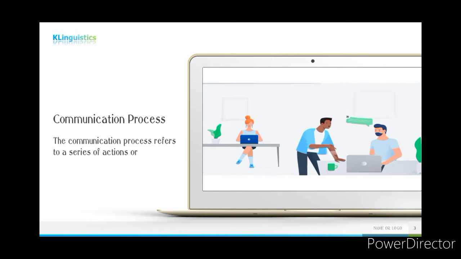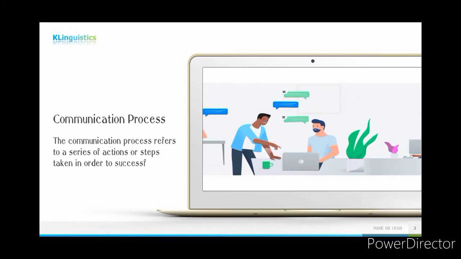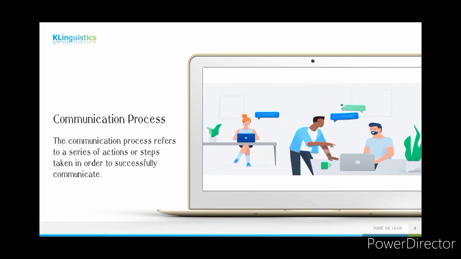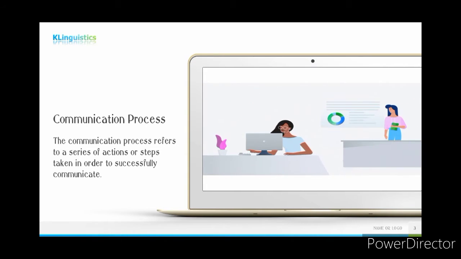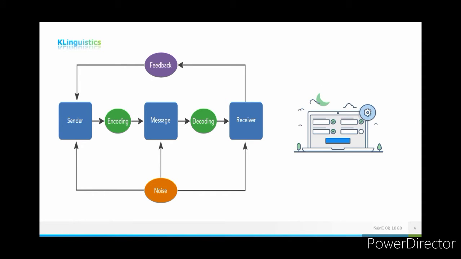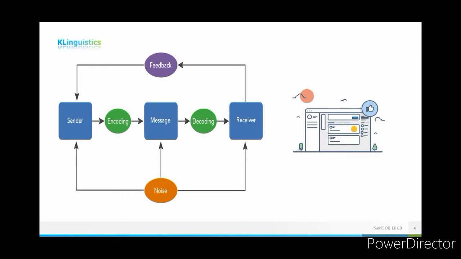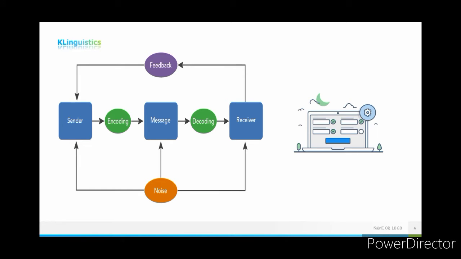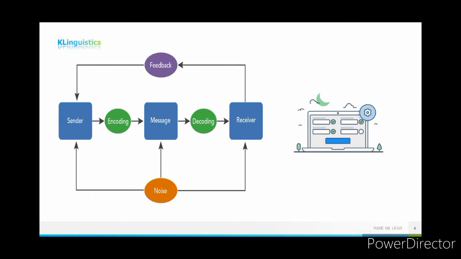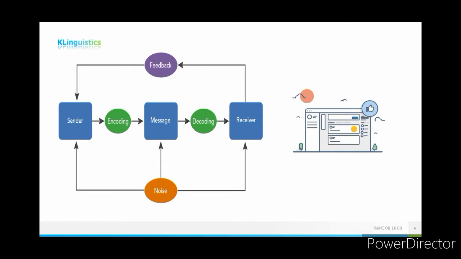Meanwhile, the communication process refers to a series of actions or steps taken in order to successfully communicate. This process is extremely vital in increasing your effectiveness in communicating. Now, this diagram shows the communication process. It involves several components such as the sender of the communication, the actual message being sent, the encoding of the message, the receiver, and the decoding of the message. If you have an understanding of the different stages and components of this process, it will help you increase the extent to which you communicate effectively.